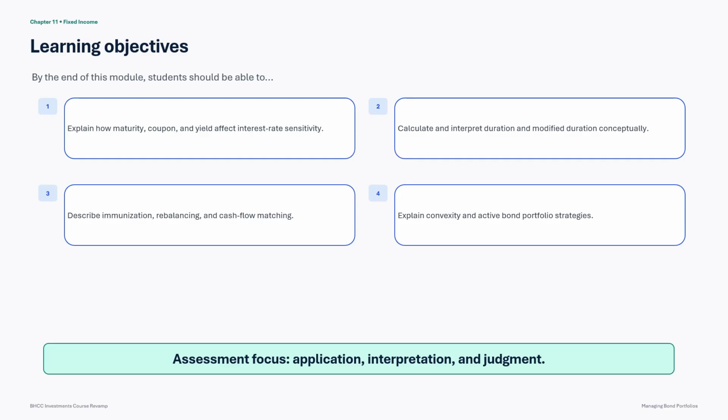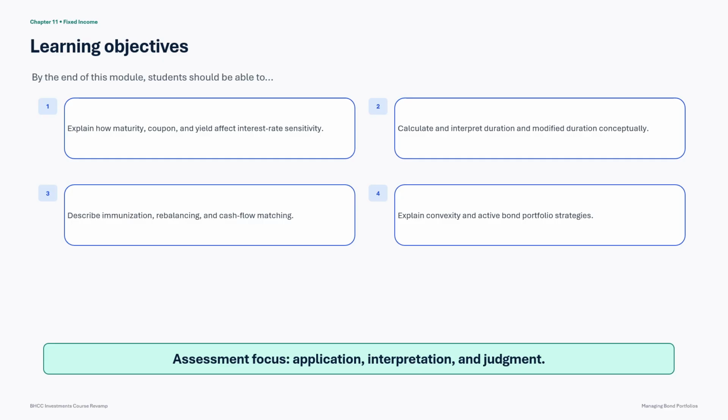Immunization typically requires the present value of assets to equal the present value of liabilities, and the duration of assets to equal the liability horizon or liability duration. Cash flow matching goes further by scheduling asset cash flows to meet the liability payments directly. Immunization offers flexibility, while cash flow matching can reduce reinvestment risk. Neither is a free lunch. Finance usually charges for lunch, parking, and the right to read the menu.